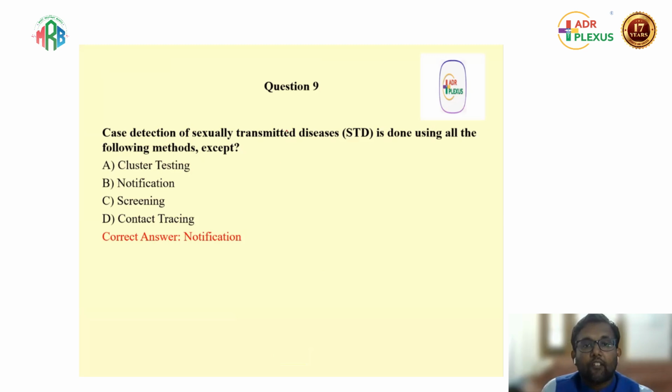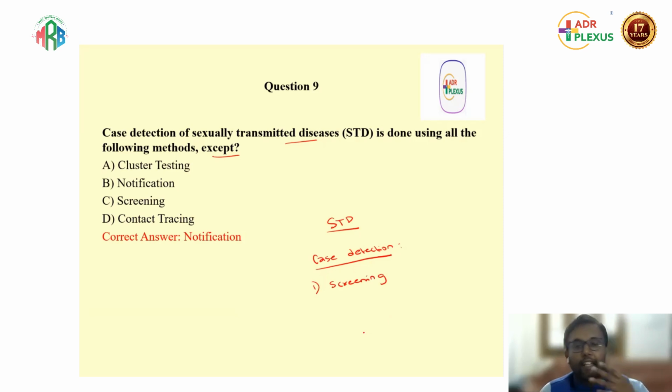Case detection of sexually transmitted diseases is done using all the following methods except. See, STD, for identifying or case detection of the STD, we usually use 3 methods. So first one is screening. All the high-risk patients we are screening. Any high-risk groups, IV drug users, we are screening. Then even we are screening in the blood bag. Then we are screening all the antenatal groups.